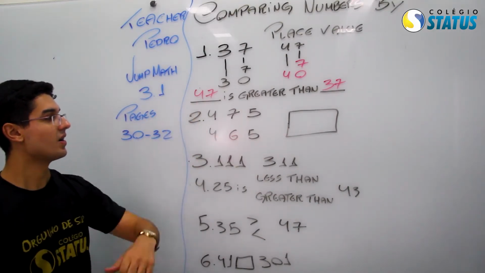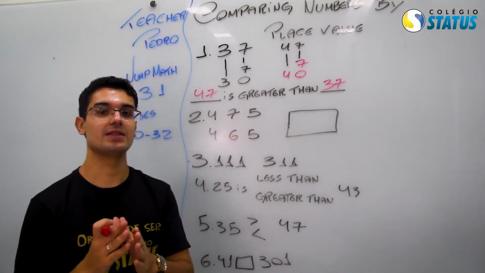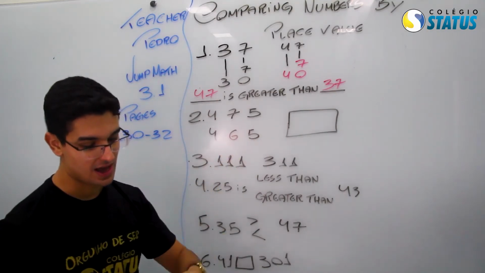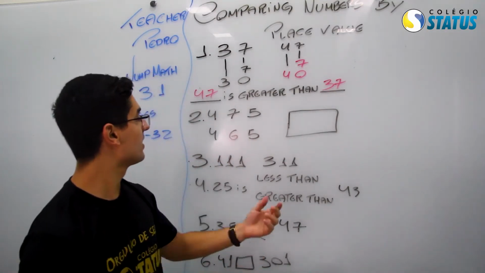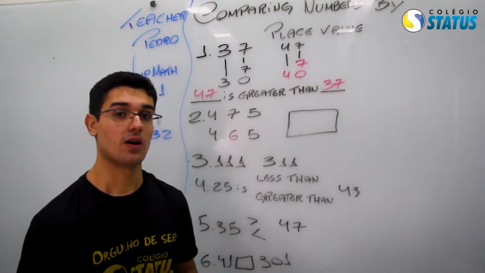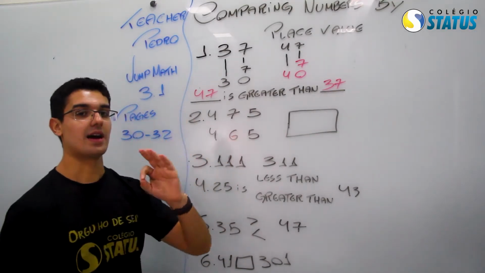Exercise number 2. We have to compare the numbers. Compare the numbers and then we have to write the greater number here. Ok? So kids, aqui como funciona?